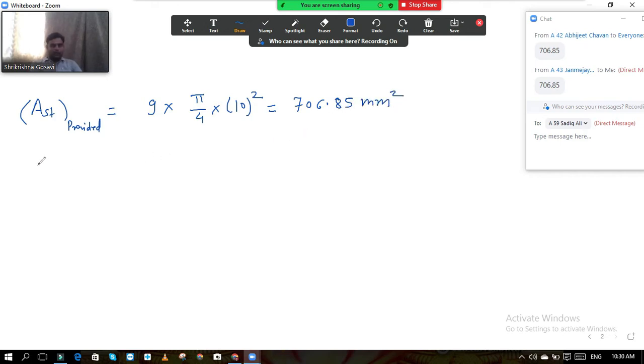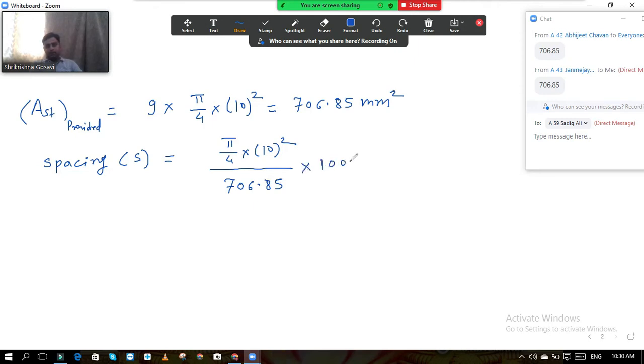Now calculate the spacing. Spacing S we need to calculate. So how to calculate the spacing? Its formula is the area of a single bar divided by Ast provided, into width. In our case the width is 1000. So that is the formula to calculate the spacing.